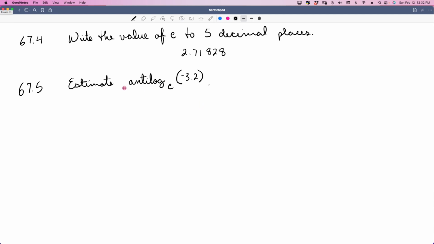So now we want to estimate the antilog of e to the negative 3.2. So this is going to be the answer with a base. What we want to write is e to the negative 3.2 is what? This is going to be our antilog. That's what we're looking for. In order to do this, we have to take care of the negative first. So 1 over e to the 3.2 is equal to whatever that answer is, that's what we're looking for.